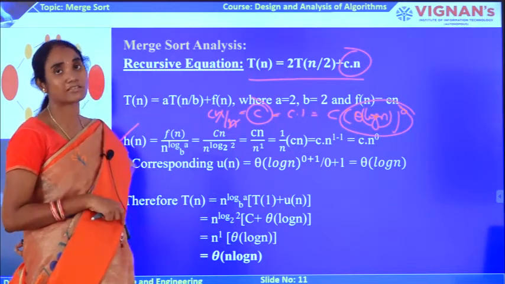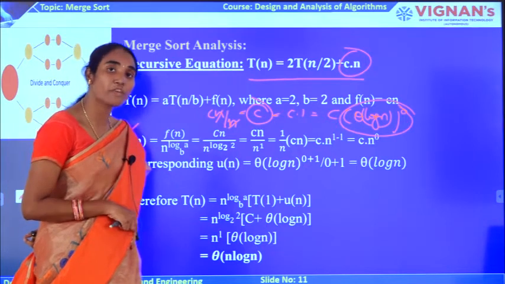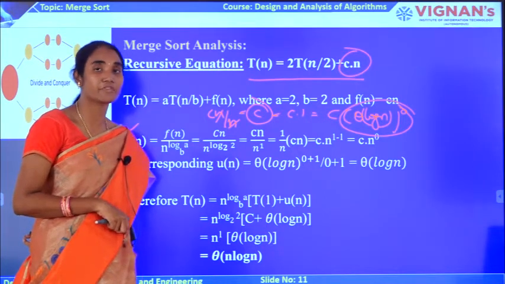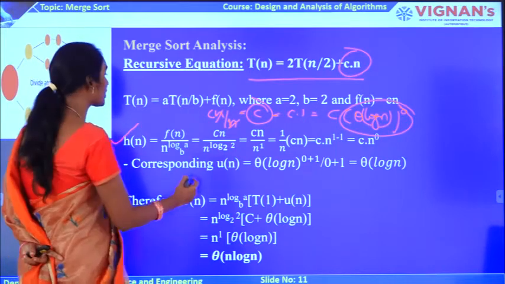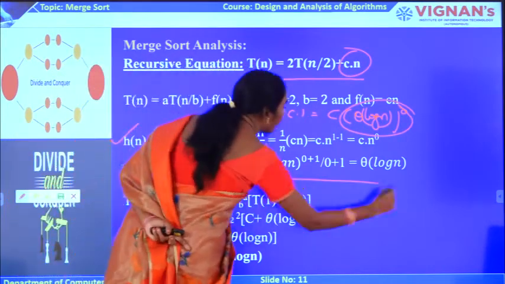So according to Master's theorem, the corresponding u of n value will be theta of log n whole to the power of 0 plus 1, divided by 0 plus 1, which is equal to theta of log n. So now the corresponding u of n is theta of log n.